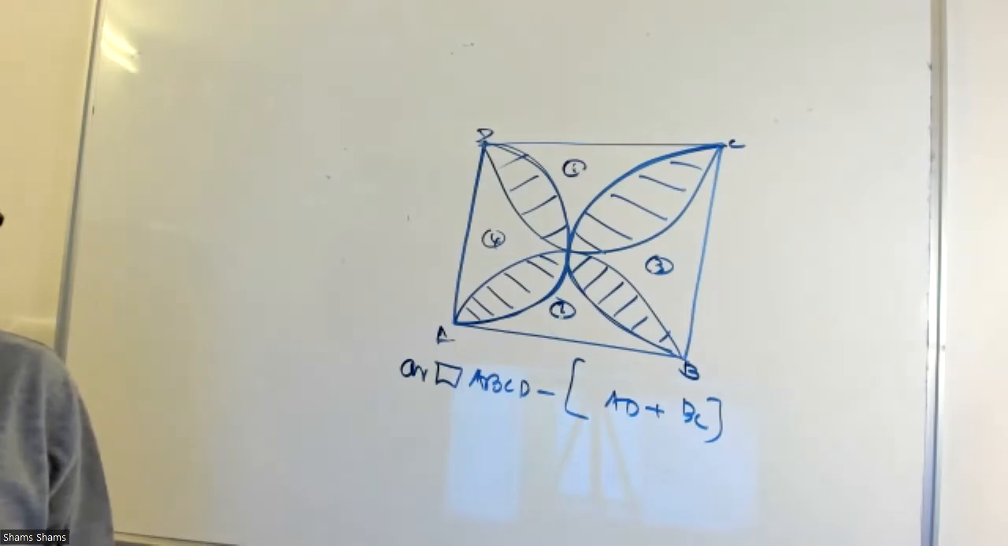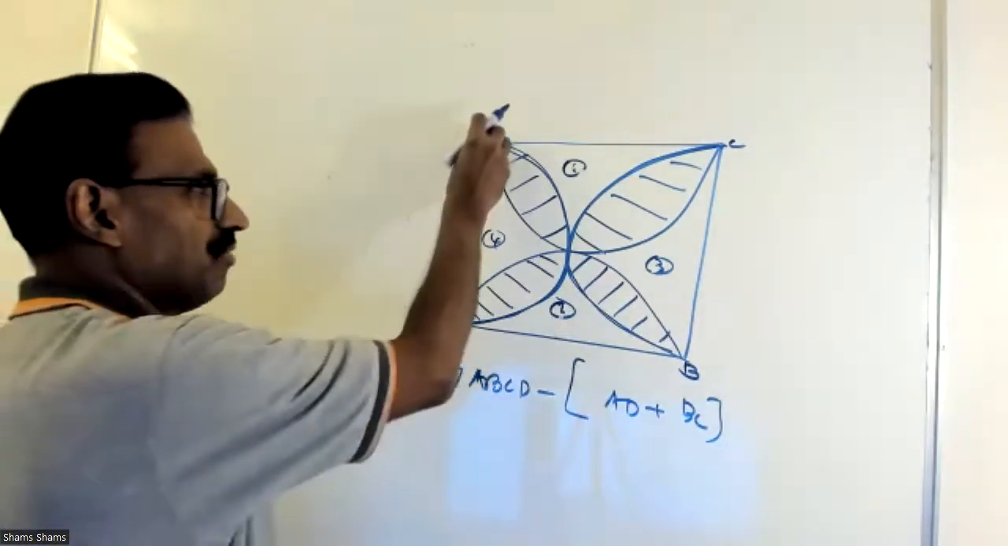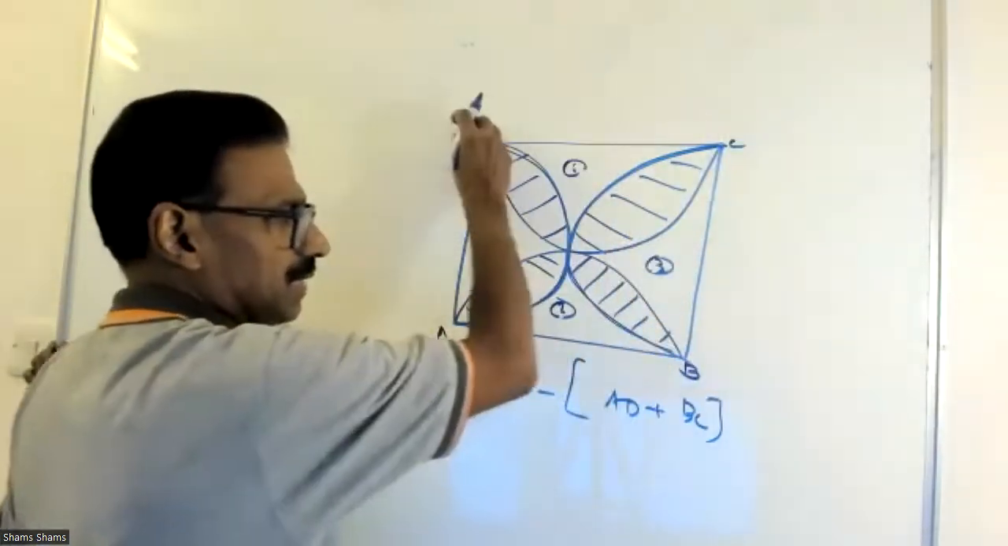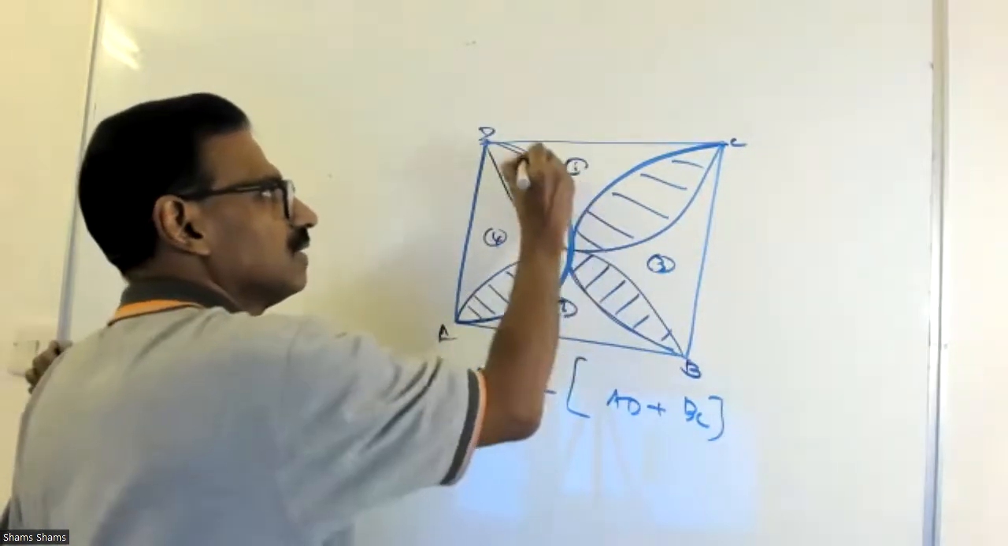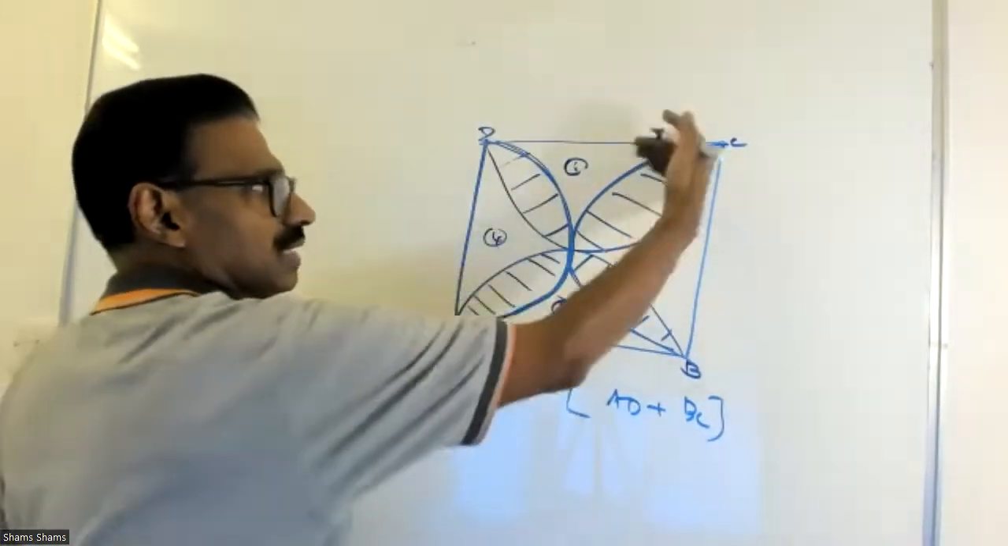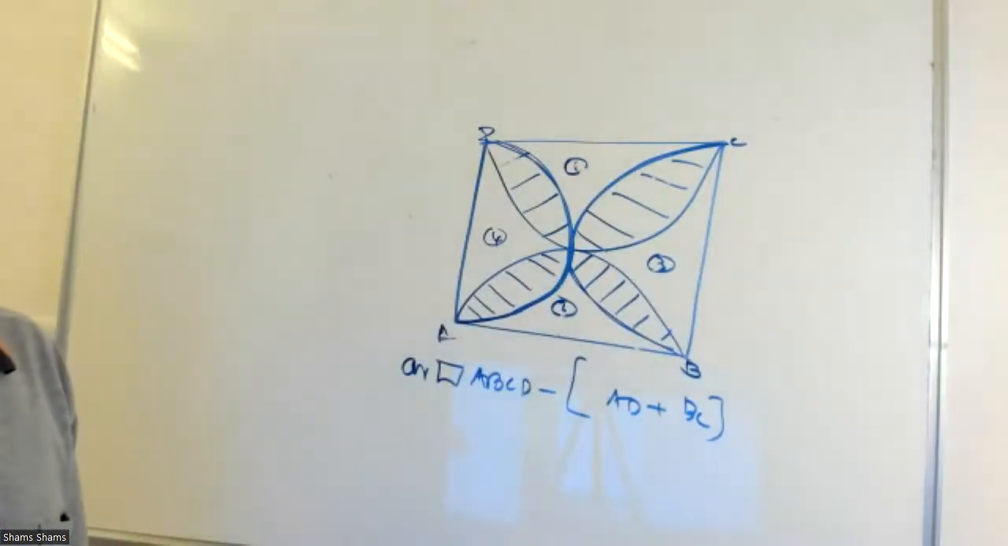Yes, sir. Careful, this question has chances of coming in the test. What I did: first I find the area of the square ABCD. Then I subtract this area. Look, this part is completely gone, this part is completely gone. So we got 1 and 2. Understood or not?